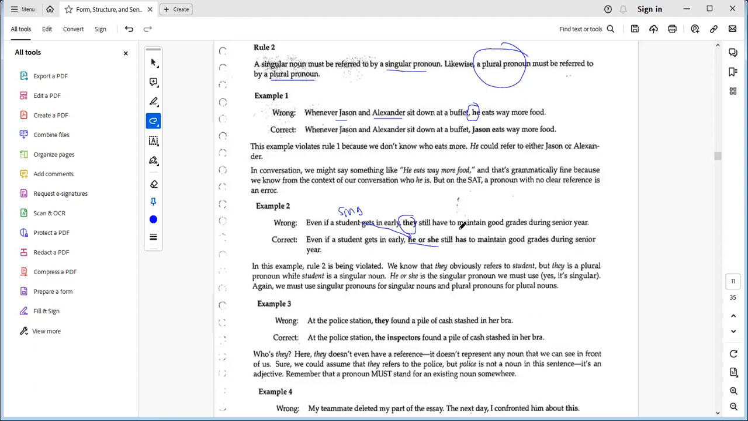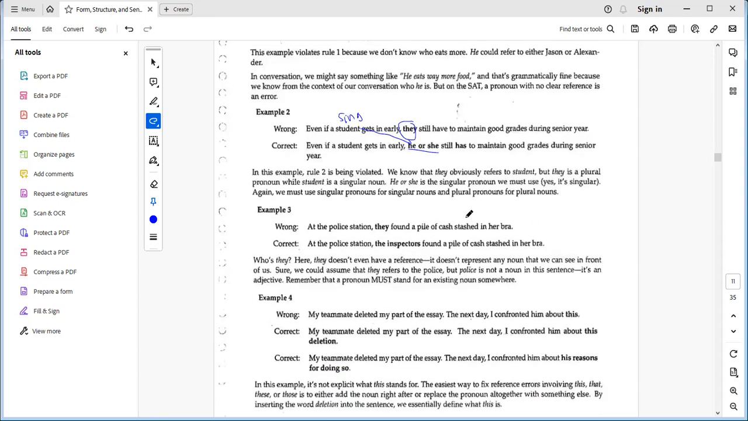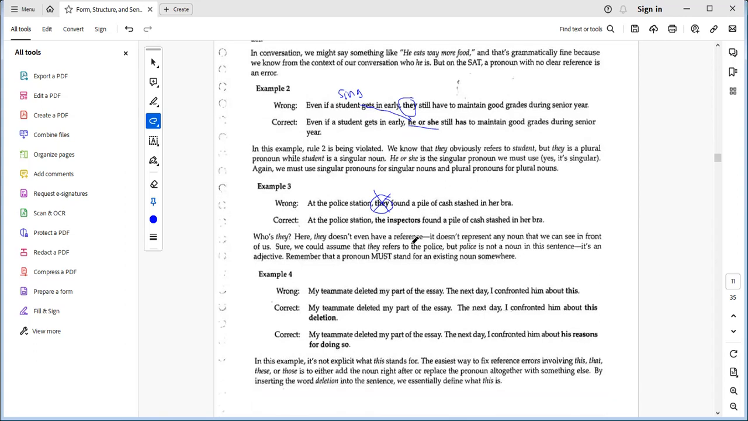Example 3. At the police station, they found a pile of cash stashed in her bra. "They" here stands for what? Nothing in the sentence indicates what "they" refers to, so it's wrong. I'm not going to bring anything like that in the digital set, I'm just explaining. Any pronoun must have an antecedent that clarifies it. So you have to write the inspector, the teacher, whatever.